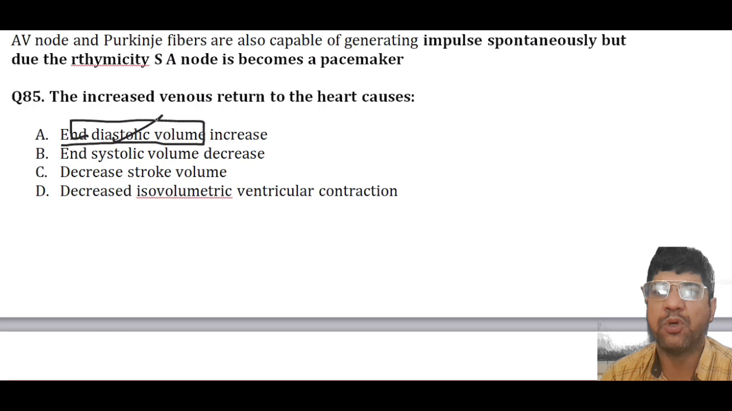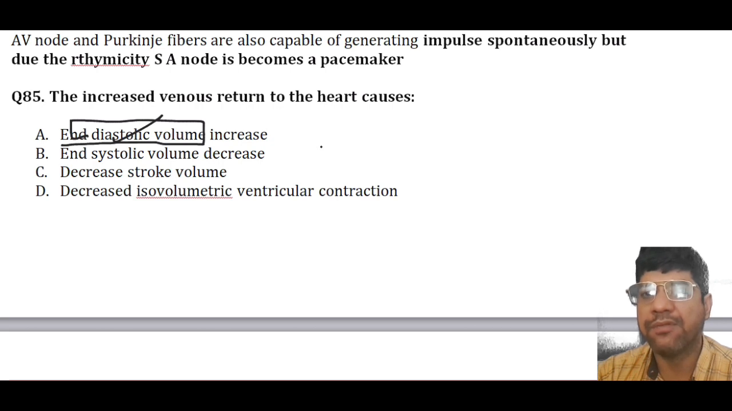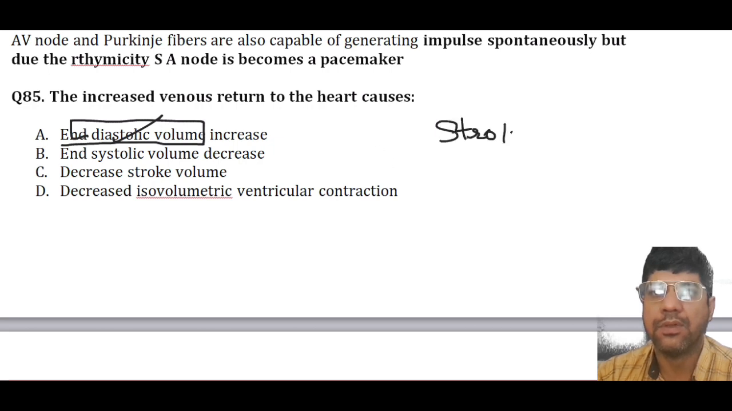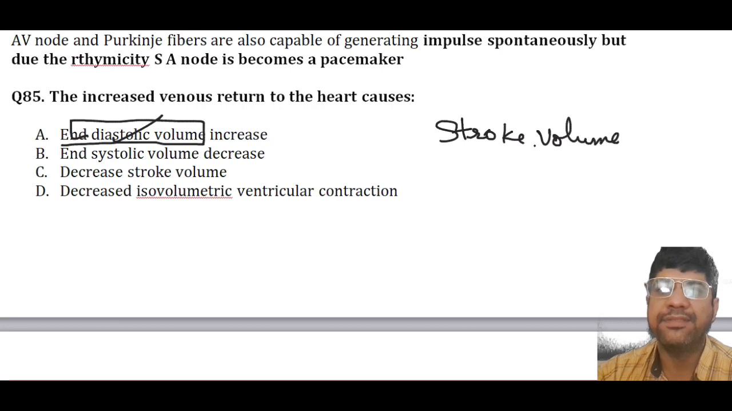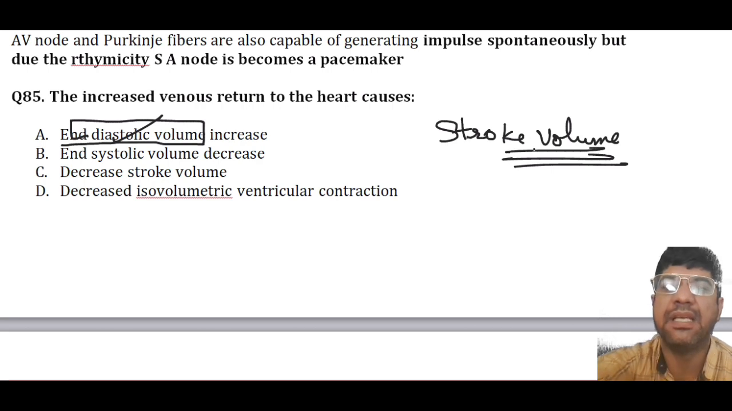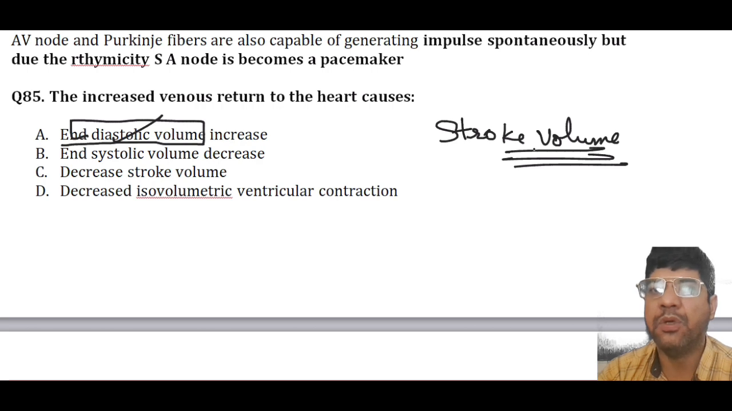So the heart responds to increased diastolic volume by increasing the force of contraction during the systole. That allows the ventricles to pump out a larger volume of blood that is known as stroke volume. So increased venous return, as during exercise, leads to an increase in the end diastolic volume. That in turn contributes to increased stroke volume and cardiac output.